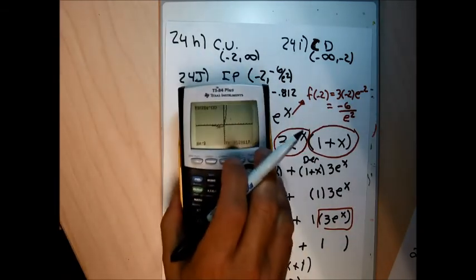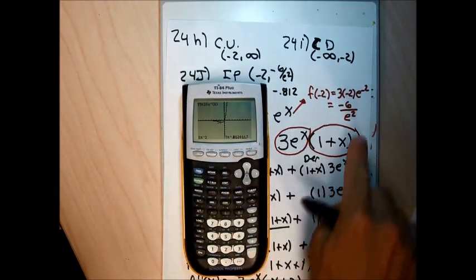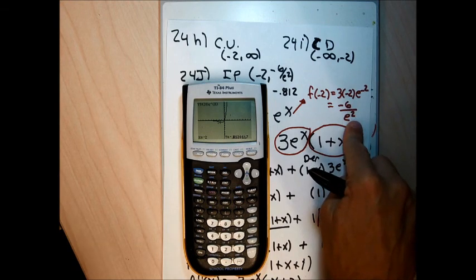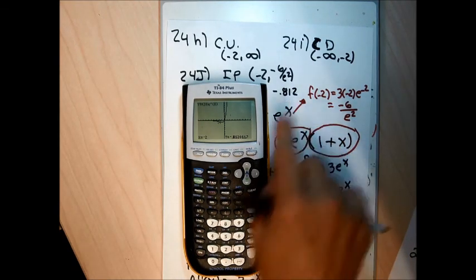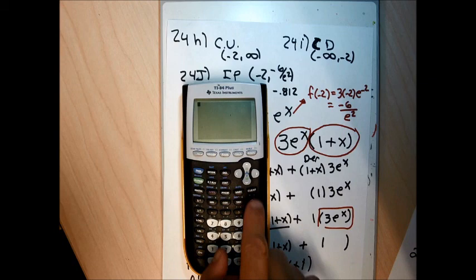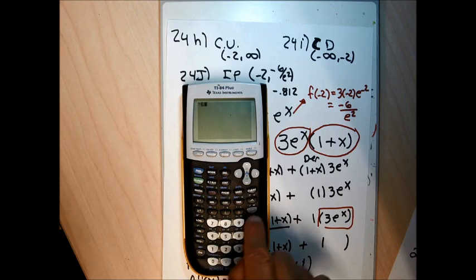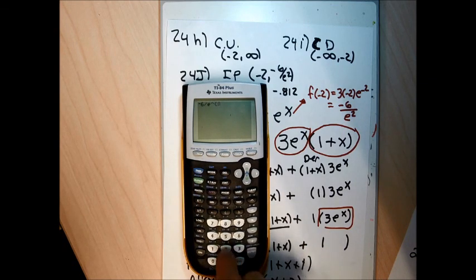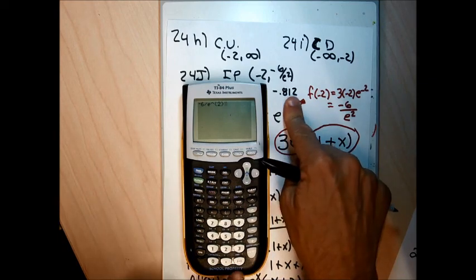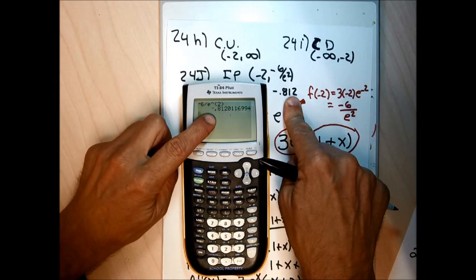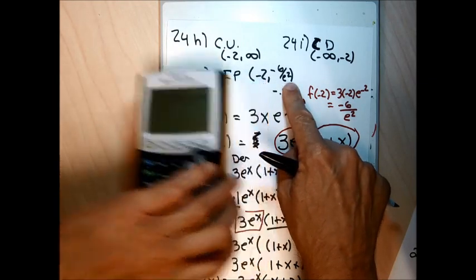And if I want to make sure I'm right, I'm going to type negative 6 over e squared on the main screen and make sure it equals that value. So second quit, negative 6 divided by second ln e squared. If it equals negative 0.812, then I did fine, and that inflection point is correct.